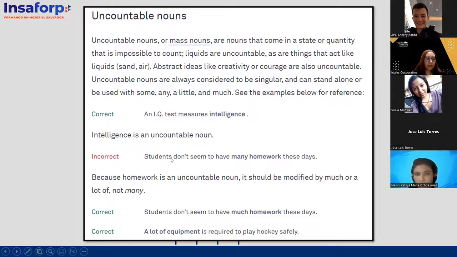Vemos esta otra que está incorrecta. Esta oración no está correcta. Dice, students don't seem to have many homework these days. Homework, en este escenario en específico, es no contable. Entonces dice que tendría que decir, students don't seem to have much homework. Hablando de trabajo en general, trabajo de la escuela, okay?